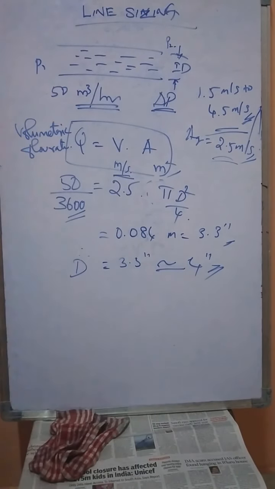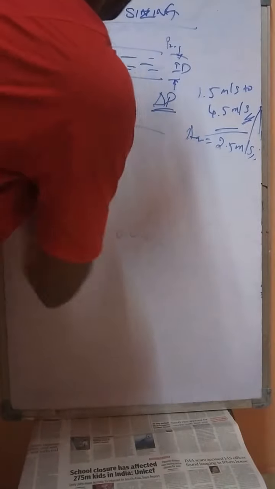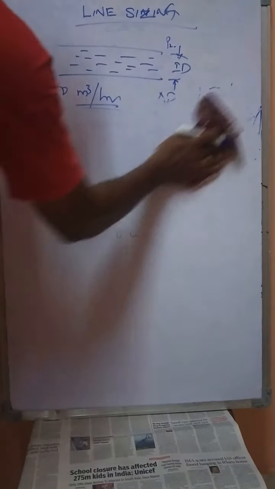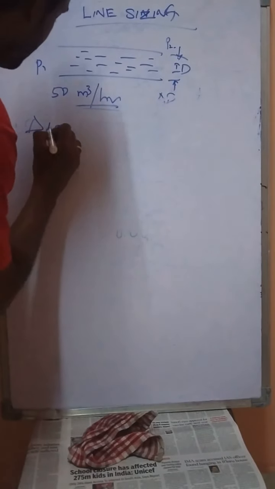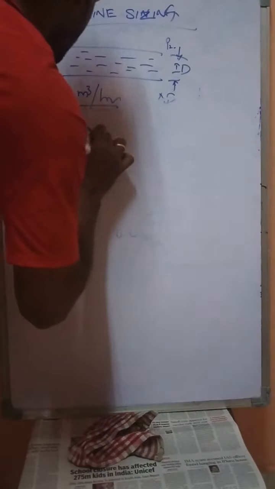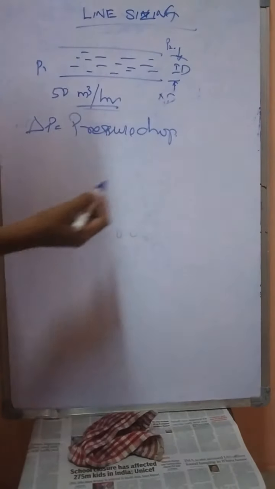And one more thing is that we have to find out the del P, which is the pressure drop occurring in this pipeline. That will be found by using the Darcy-Weisbach equation. So finding the pressure drop is very important. So del P is equal to, the pressure drop will be found by the Darcy-Weisbach equation.